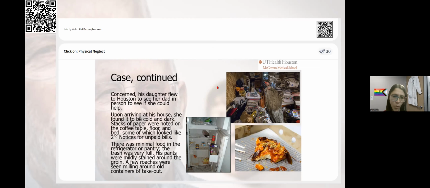It looks kind of hoarded. There's food and bugs. His fridge is pretty empty. He's not managing his trash. The pants he's wearing have some staining around the groin as if he's had an accident or two or more, which is also not normal for him. Maybe he's got some UTI process going on because he's a little confused as well. But yeah, things just look really bad.